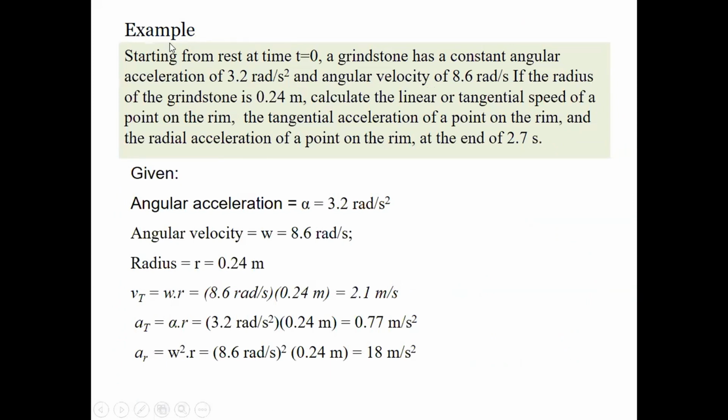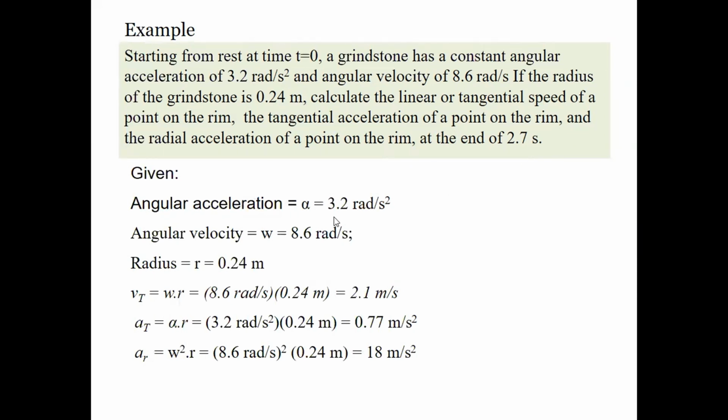Let us do this example starting from rest at time t equal to 0. A grindstone has a constant angular acceleration of 3.2 radians per second squared, and the angular velocity is 8.6 radians per second. If the radius of the grindstone is 0.24 meters, calculate the linear or tangential speed of the point on the rim, the tangential acceleration of the point on the rim, and the radial acceleration of a point on the rim at the end of 2.7 seconds.